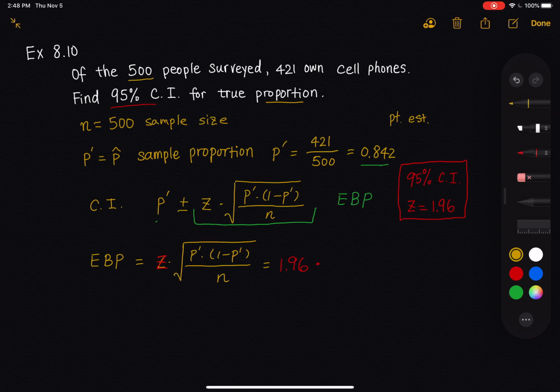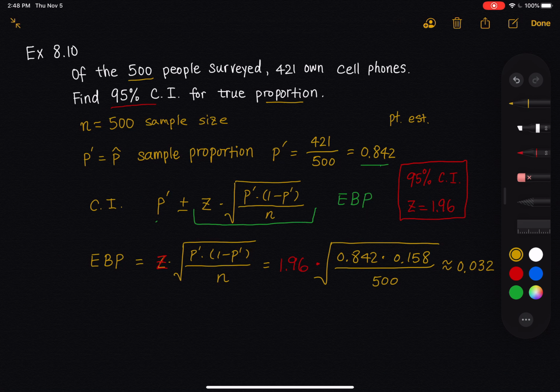Then multiplication. Square root of p prime: we already have the point estimate, 0.842, times 1 minus p. You can just put a parenthesis, 1 minus 0.842, or you can do it on the side. 1 minus 0.842 is 0.158. And then you divide it by 500. Now you must use a calculator to find this number, and rounding to 3 decimals is fine, so 0.032. So that's the error bound.